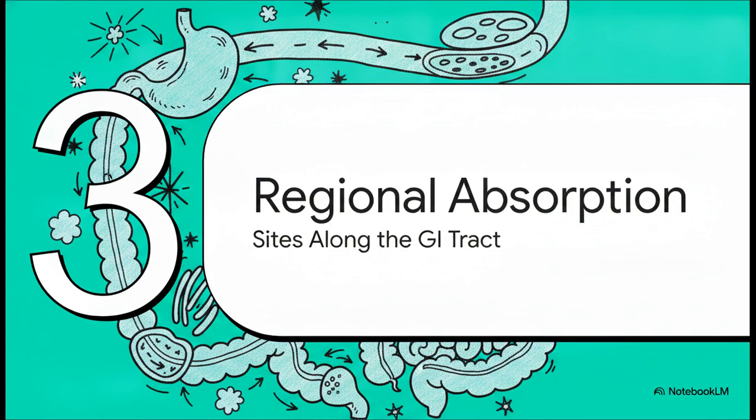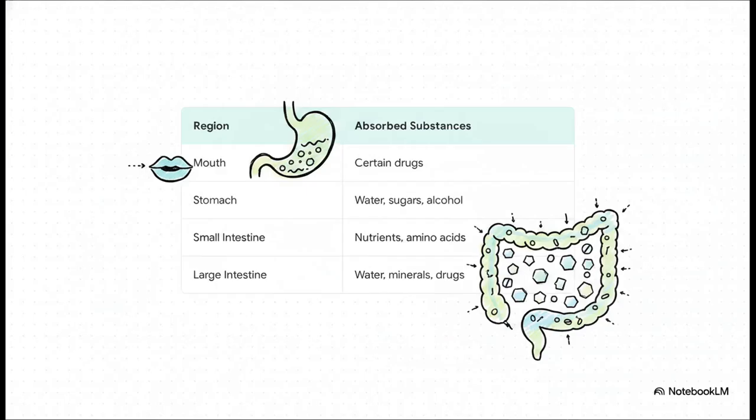Section 3. Regional absorption sites. Time to zoom out to gross anatomy. Let's picture a nutrient traveling down the tract and see what gets absorbed where.